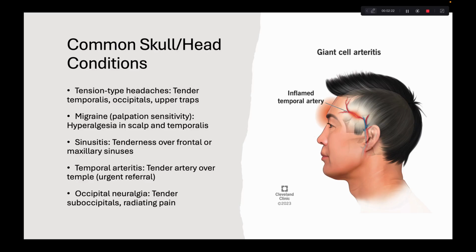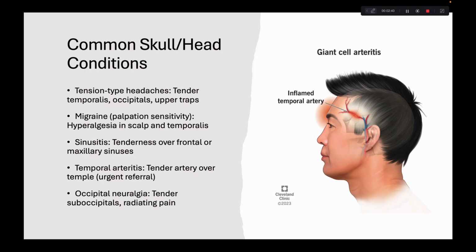They might be hyperalgesic in the scalp and temporalis. They might have sound sensitivity or nausea. Like I said, most people, when they have a true migraine, aren't going to want you to touch them.